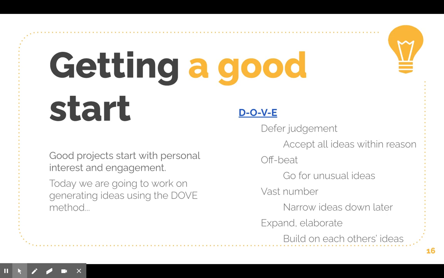Offbeat. Go for unusual ideas. Get beyond the obvious or immediate answers and into the weird and interesting options that you might actually want to pursue. Third, come up with a vast number. Come up with as many ideas as you can. You can narrow the number of ideas down later. Finally, expand and elaborate. Build on each other's ideas. If someone has a great idea, then add to it. Think about other options or methods of tackling this topic.